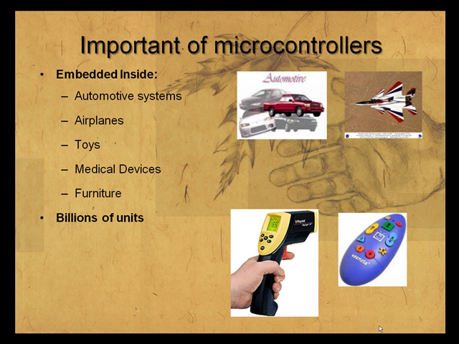Now we can see the importance of microcontrollers. We can use microcontrollers embedded inside devices. In this category, automotive systems, airplanes, toys, medical devices and furniture are listed, and we can also use microcontrollers in billions of other units.